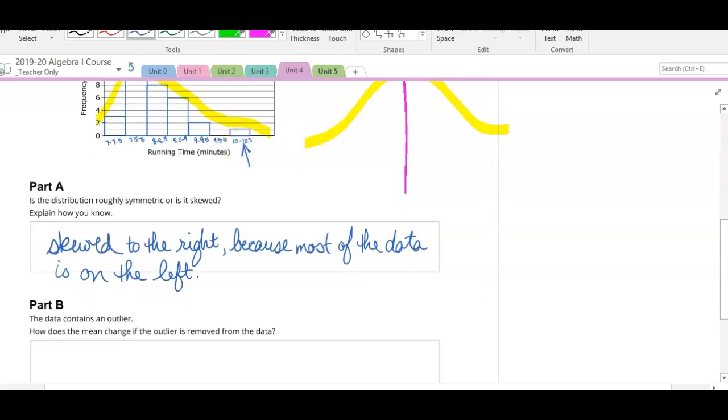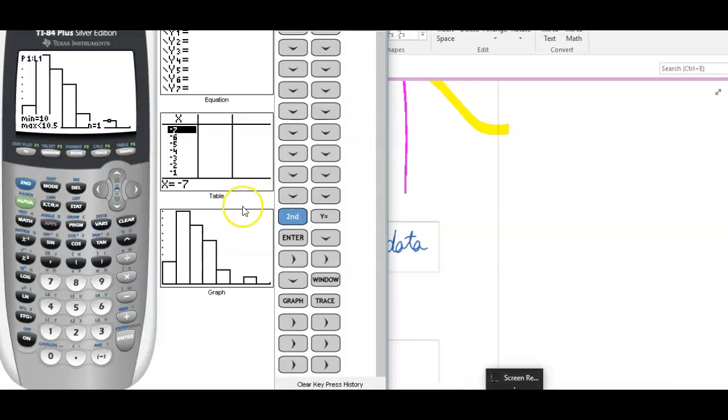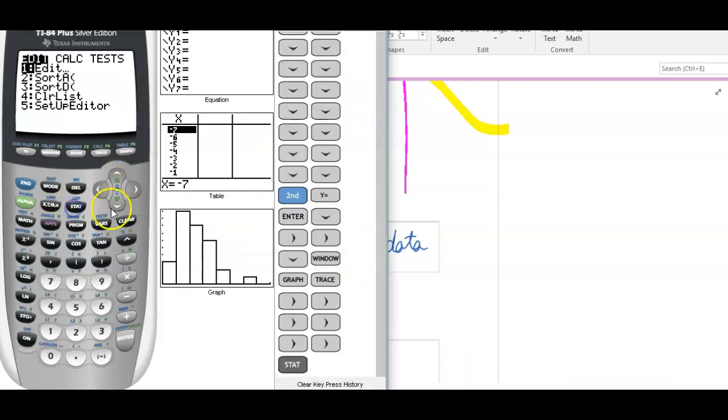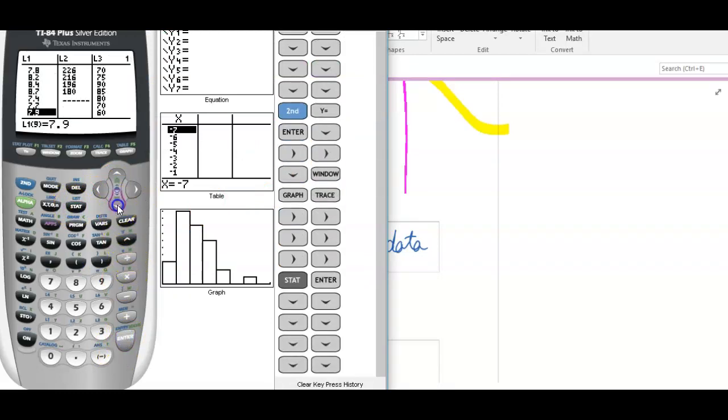If I were to remove that, what happens to the data? How does that affect things? So let's look at that on our calculator. I'm going to go into Stat to edit, and I'm going to scroll down to the bottom of this list where I typed the 30th number, which happened to be my outlier. It's not like the rest of the numbers. There aren't any other numbers like in the tens. So I'm going to delete that one.